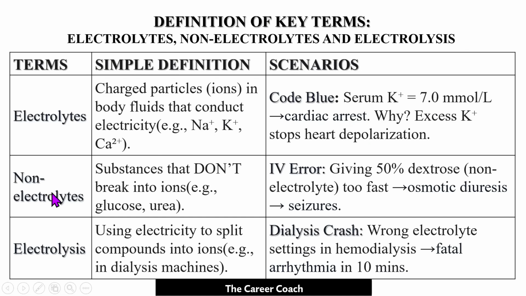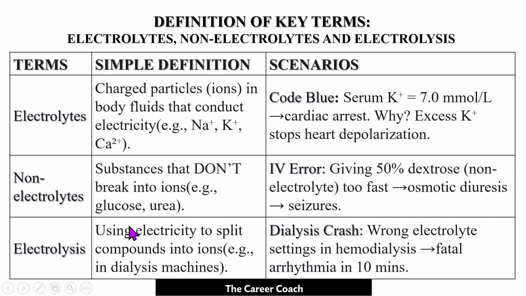Let's look at non-electrolytes. Non-electrolytes are substances that don't break into ions. Examples are glucose and urea. Nursing scenario: IV error. Giving 50% dextrose, which is a non-electrolyte, too fast can lead to osmotic diuresis, leading to seizures.